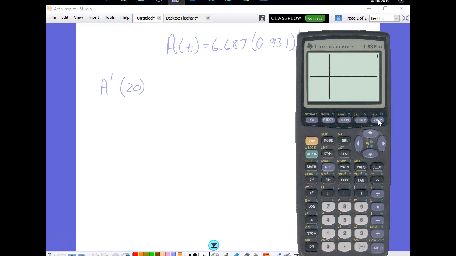Okay, now I'm going to go back to my graph and notice the screen looks different because now it's going to show me all the x values out to about 25. Okay, now we can go ahead and do the derivative. So second calc 6, and now I'm going to type in 20 equals, and there's my derivative.